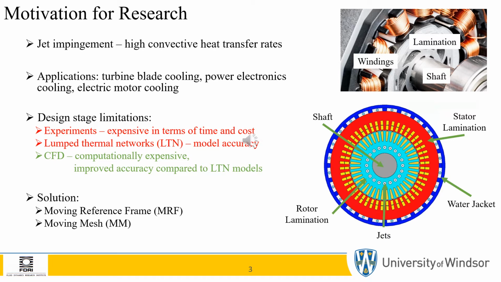During the design stages of such a machine and such a cooling system, we can look at three main techniques. First, experiments, which are often expensive in terms of time and cost. We can look at lumped thermal networks, which are quite simple, however they tend to suffer in terms of model accuracy. We can then look at computational fluid dynamics, or CFD, which is more computationally expensive than the lumped thermal networks. However, we do have an improvement in accuracy compared to them, and they are not as costly or time-consuming as some experiments may be.